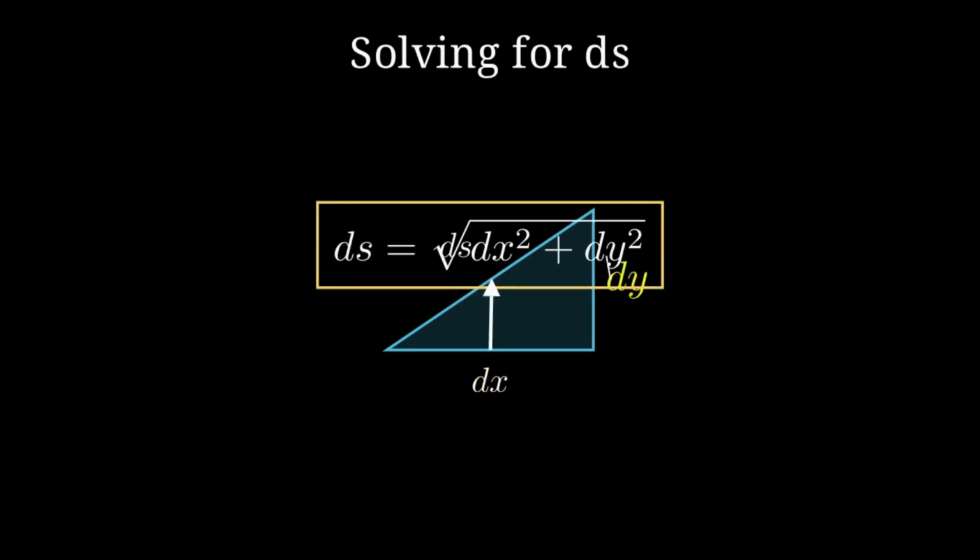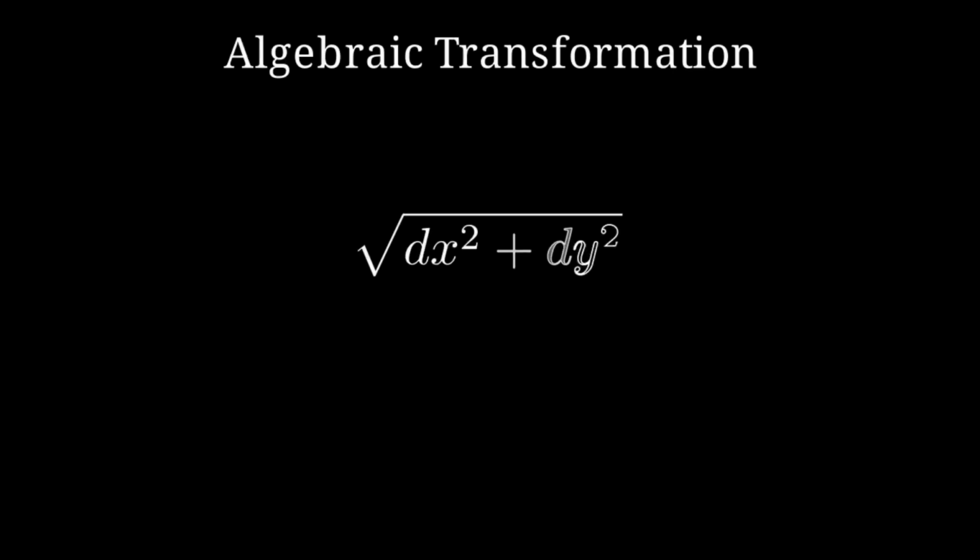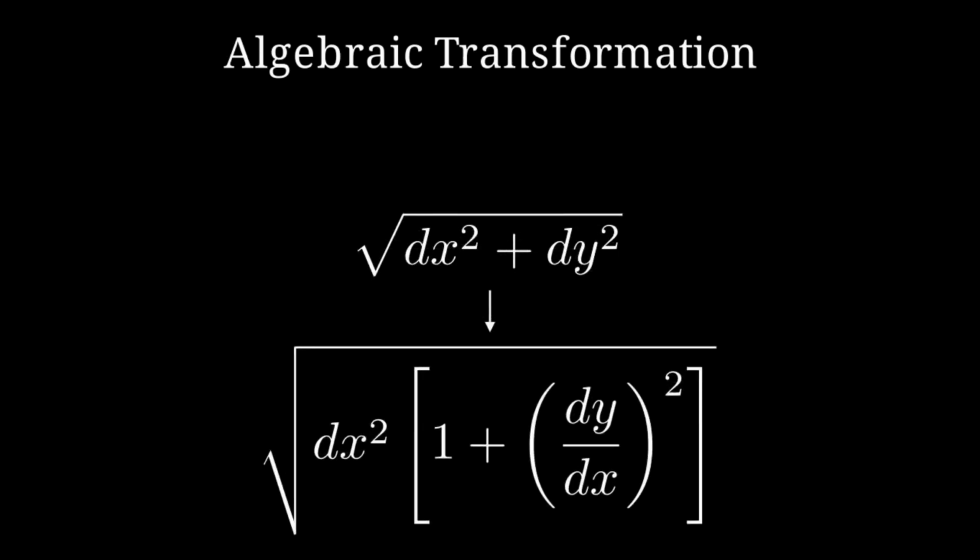This expression is the building block of our derivation, representing a tiny piece of the total arc length along the function. To make this usable for integration, we factor out dx squared from under the radical. This introduces the ratio dy over dx, which we recognize as the derivative of the function with respect to x.